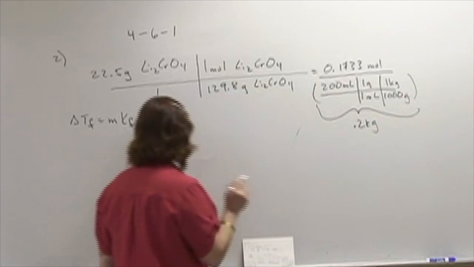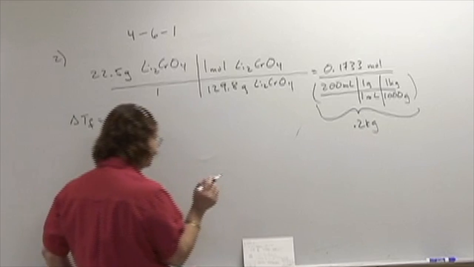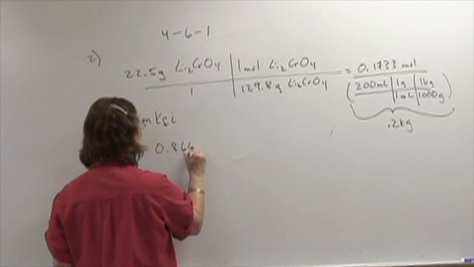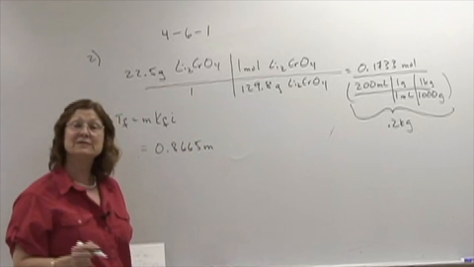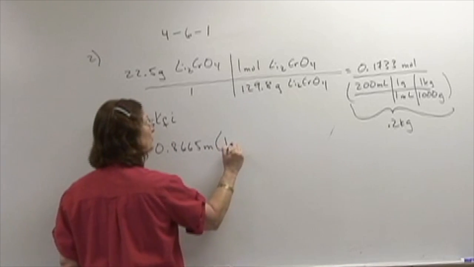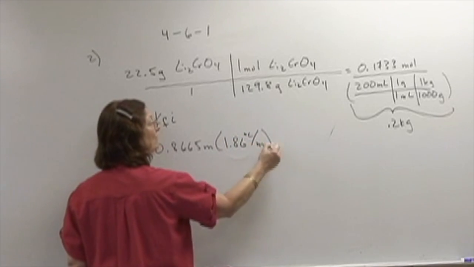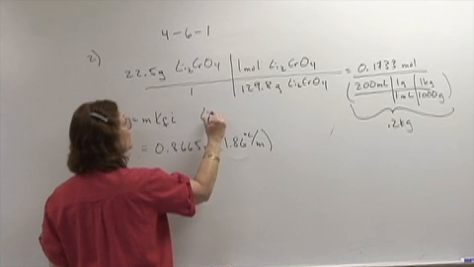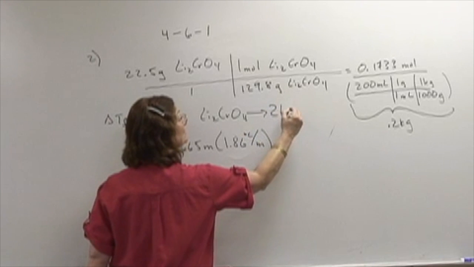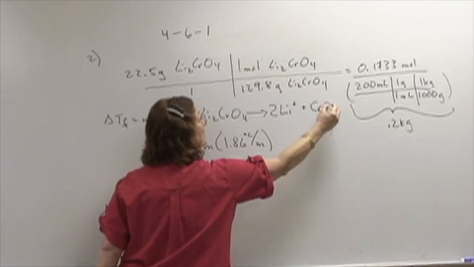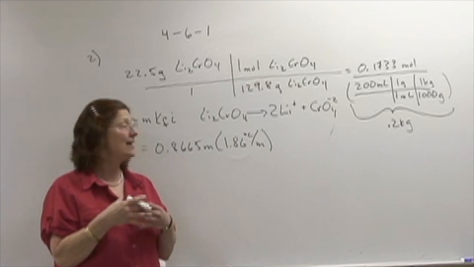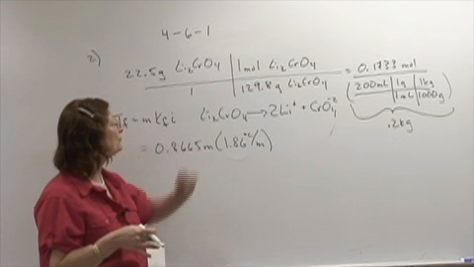And when I solve this, my molality is equal to 0.8665 molal. And we'll use that in both of the equations. And the constant for the freezing point depression would be 1.86 degrees Celsius per molal. Now the lithium chromate that we have here is going to dissociate into its ions. And we get 2 lithiums and 1 chromate. This chromate is a polyatomic ion. It stays together as a unit. It can't just break apart.